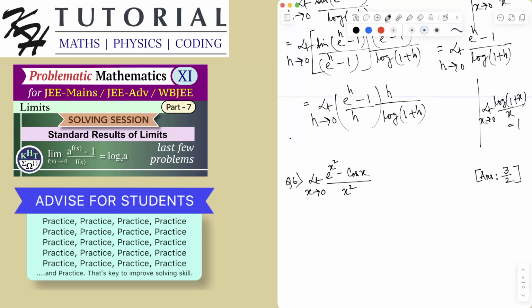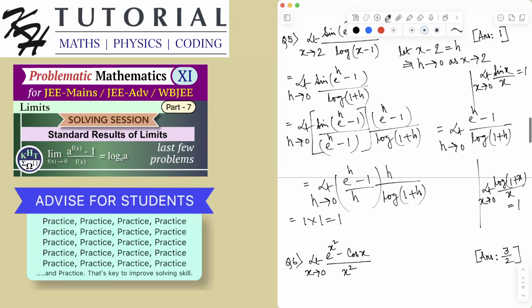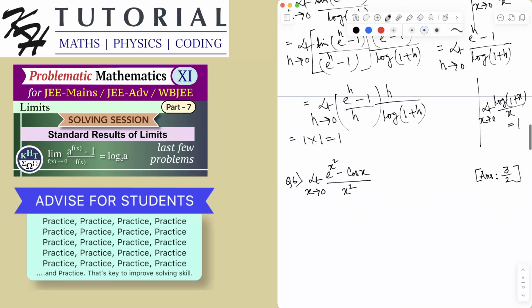Okay, so this now becomes limit of e to the power h minus 1 divided by h. When h tends to 0, the limiting value will be 1. Also you see that h by log of 1 plus h, the limiting value when h tending to 0 is also 1. So this is 1 into 1. Basically the answer is 1. Okay.